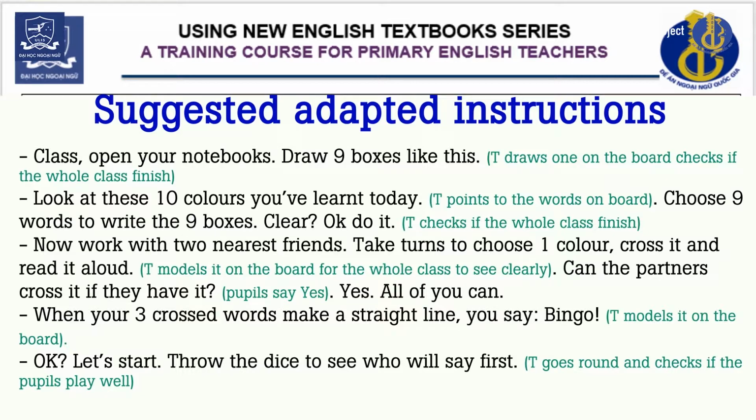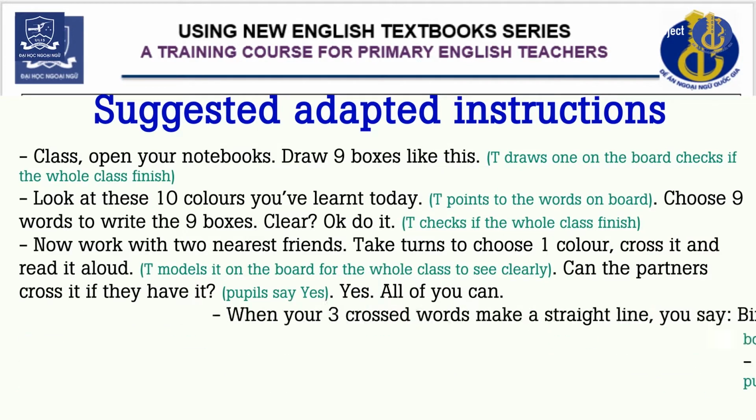Can the partners cross it if they have one? Yes, you are right. All of you can. When your 3 crossed words make a straight line, you say bingo. Okay, let's start. Throw the dice to see who will say first. Teacher goes round and checks if the pupils play well.